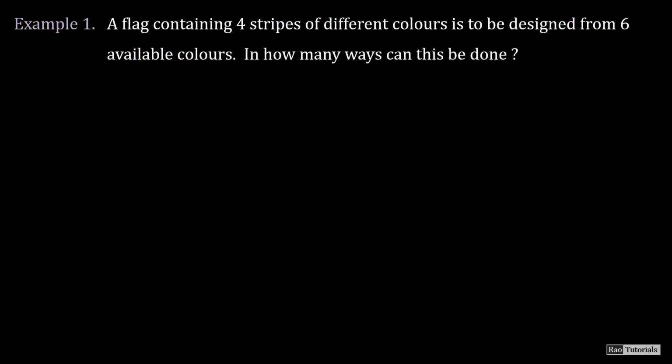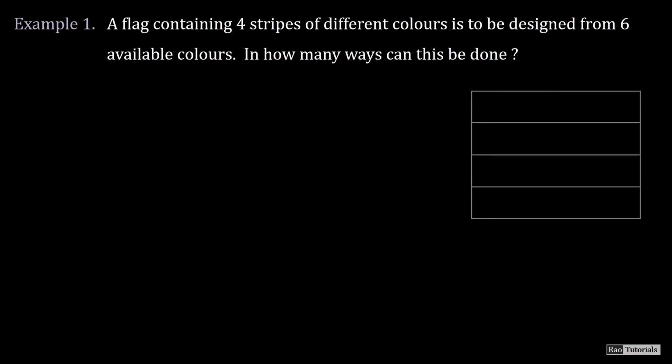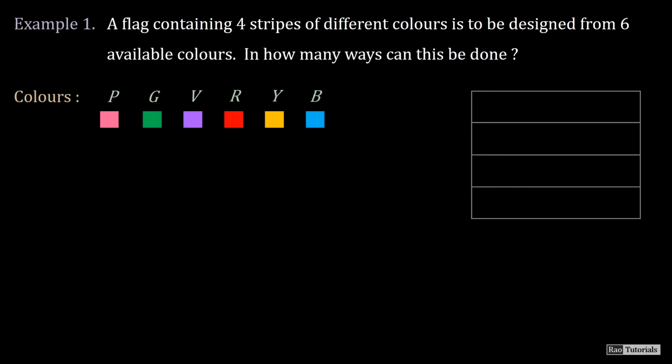The first question is, in how many ways can we design a flag with 4 colors from the given 6 colors? So we have a flag with 4 stripes and we need to choose different colors for these stripes from the 6 given colors. While solving any counting problem, the first step is to name the things involved in the question. Since there are 6 available colors, let us name them as P, G, V, R, Y, B.